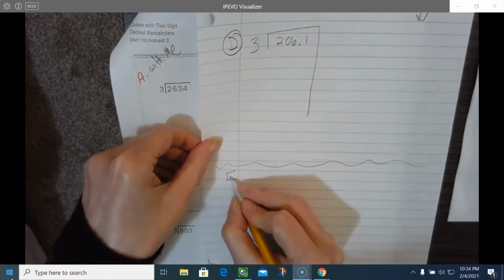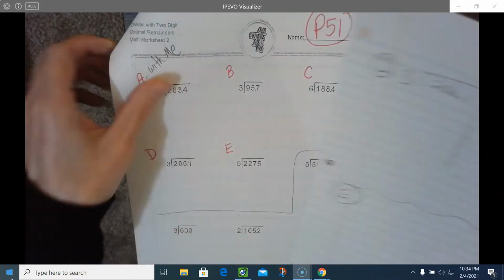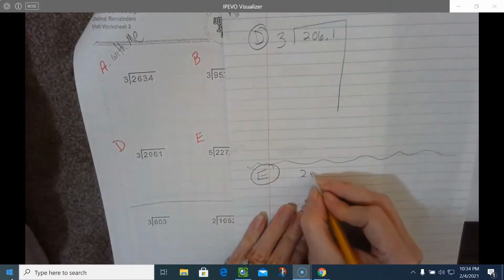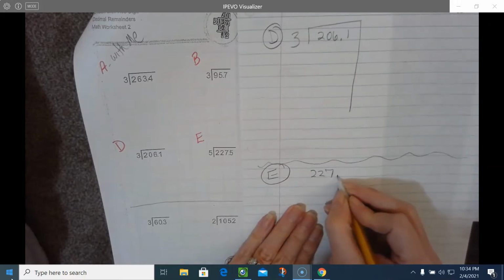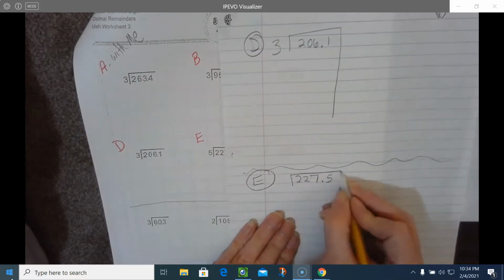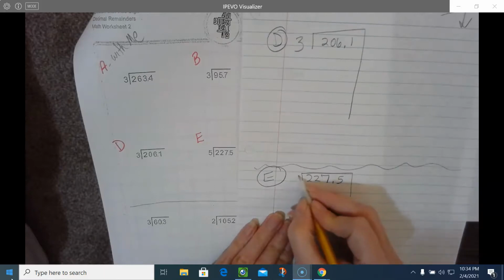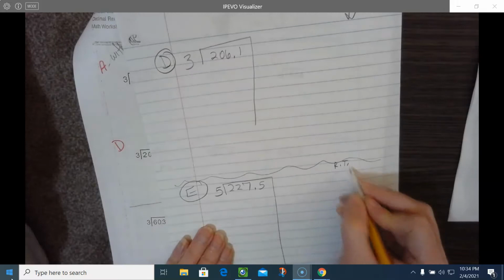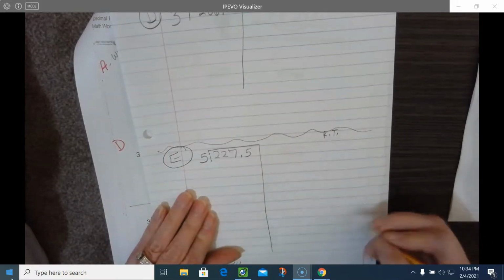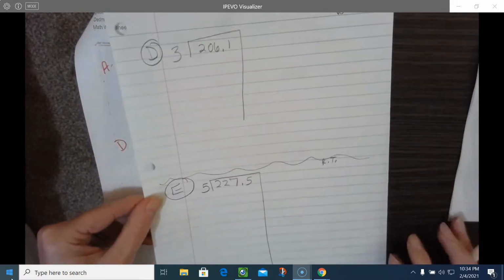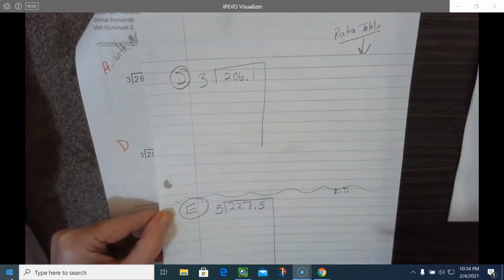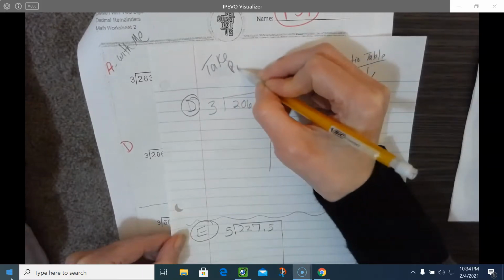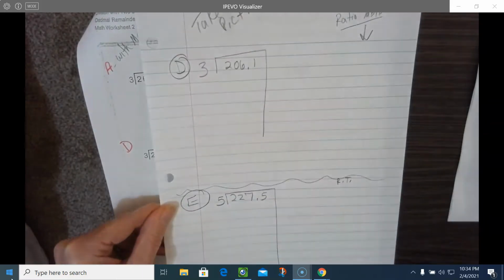And then underneath, make a little squiggle. This is going to be problem E, and that's 227 and 5/10 divided by 5. And then that ratio table, I'm going to abbreviate, RT stands for ratio table. You'll just make that over here. Okay? And then with D and E, you're going to take a picture of this work in Seesaw.